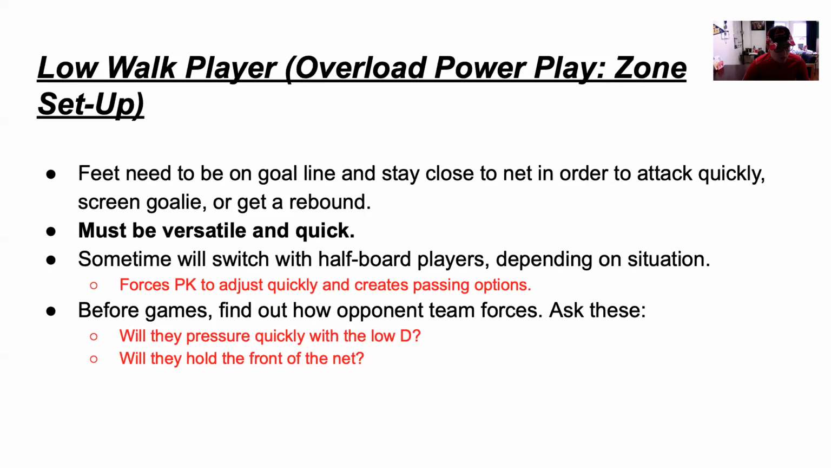Will they pressure quickly with the low D? Will they hold the front of the net? So we have to figure out, are they in a position, are they going to move up to the point quick when we take a shot, or are they going to be hard? Are they going to be hard battlers in front of the net, not even giving us enough room? From those decisions we'll see what they're doing throughout the whole game. We're going to have to see which path we need to go, and we'll use other power play options we talk about. So we've got to make sure the low block player knows this too. Okay.